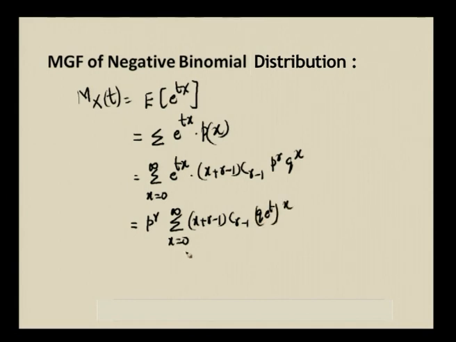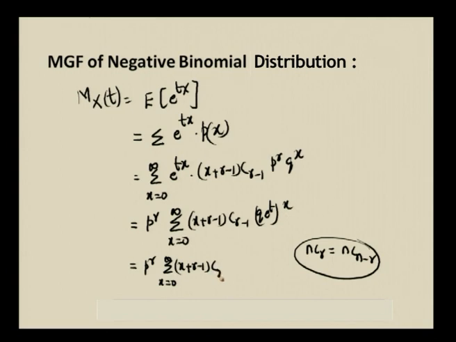Now, keep on substituting the limits. The limits are x = 0, 1, 2, 3 etc. We have to keep on substituting. Before that, using nCr = nC(n−r), we know that nCr can be written as nC(n−r). Using this property, we can write this as p^r Σ_{x=0}^{∞} C(x+r−1, x) (q e^t)^x.